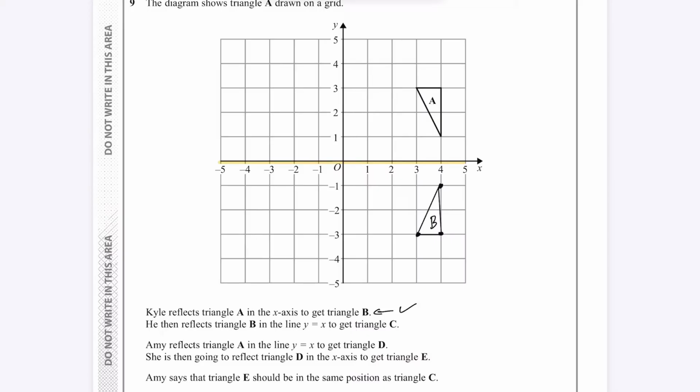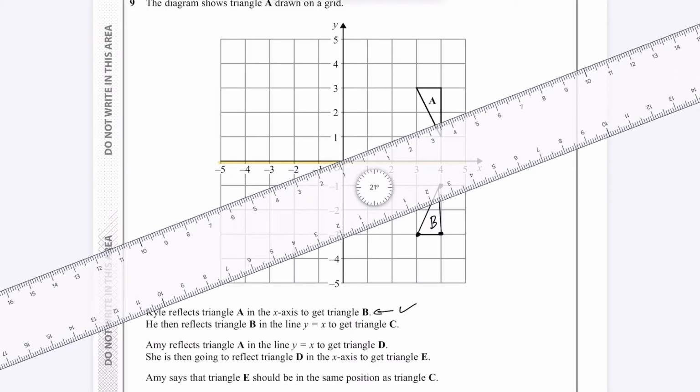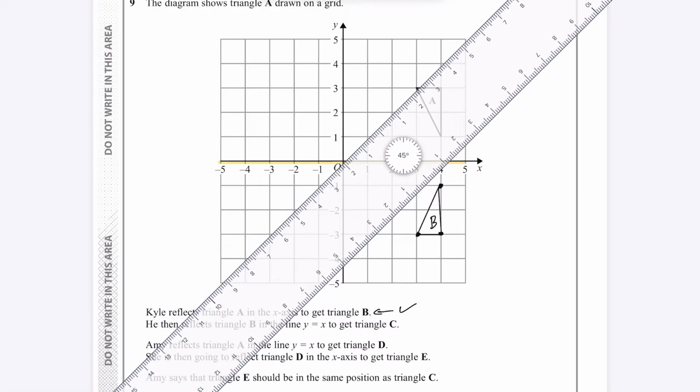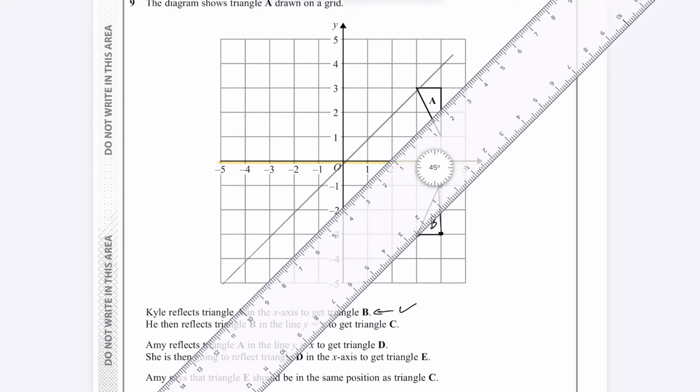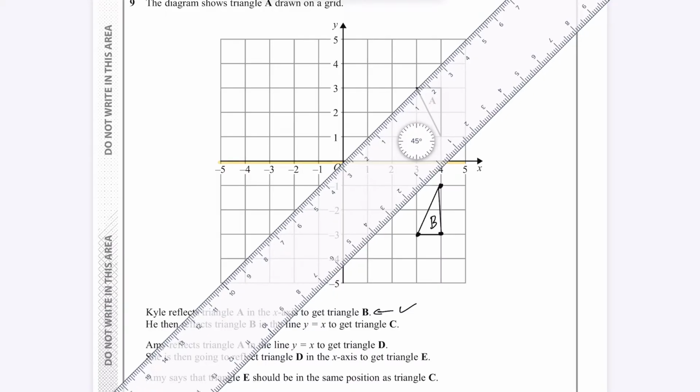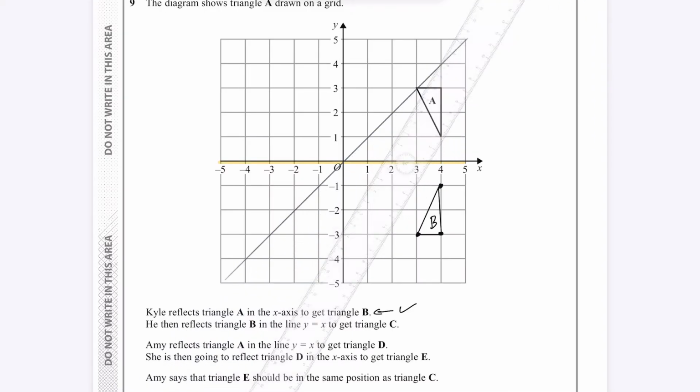It says he then reflects the triangle B in the line y is equal to x to get triangle C. So draw the line y is equal to x, go straight through there, and all them points. You need to make sure this line is more or less perfect. So if I draw a line through there, I think it could have been a little bit better there. So if I go again, just make sure it's on perfectly so it's 100% accurate. And now if I draw my line on, there we go, that is perfect now. Just get it on my ruler.